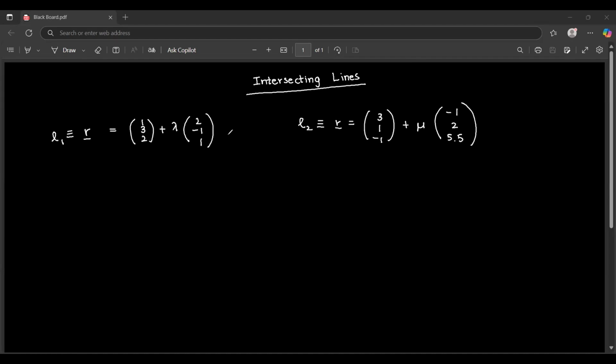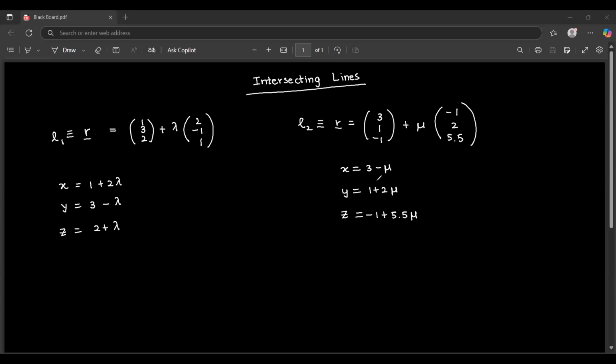You just have to make sure these two lines have a common point. That's all. Right. Now let's do that. So L1 is given as this. So first of all, let's write the parametric equations. Similarly here, okay, so this is the parametric equation.